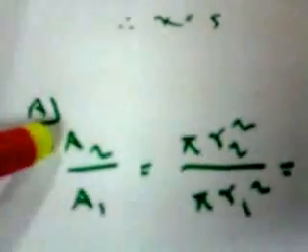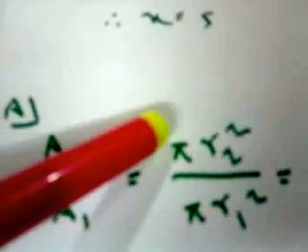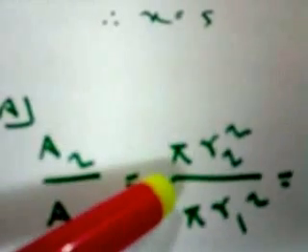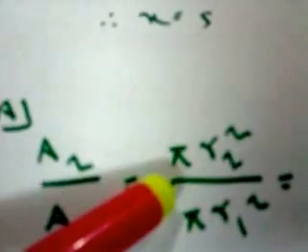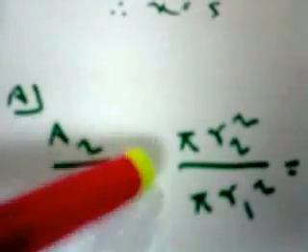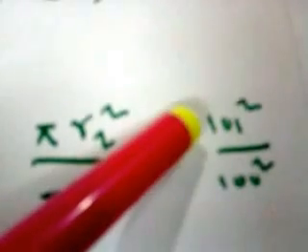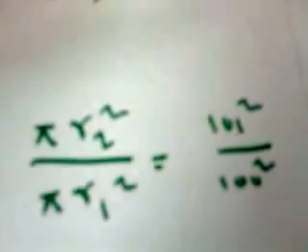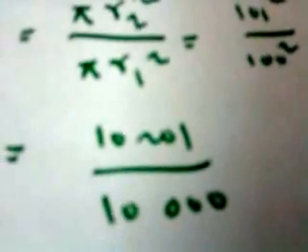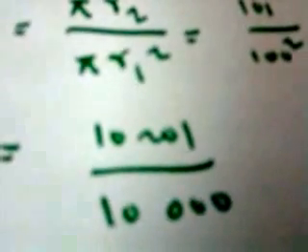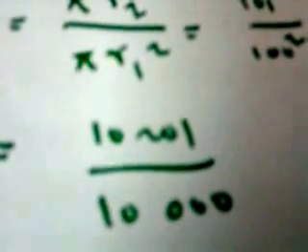We know that area of circle is pi r square. So, area 2 by area 1 is pi r2 square by pi r1 square. Pi gets cancelled. If we take the initial radius as 100, then the final radius is 101. So this ratio is 101 square by 100 square. That is same as 10201 by 10,000.